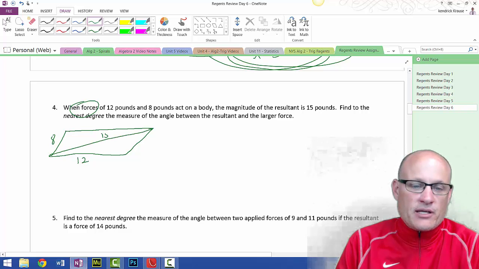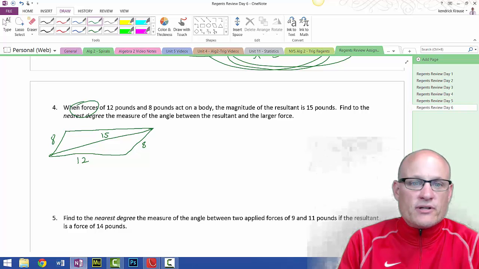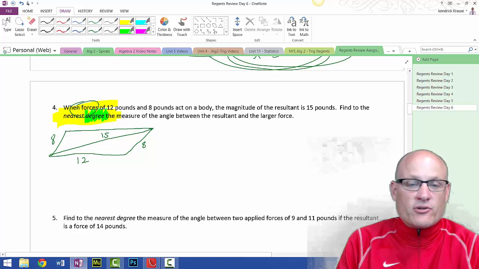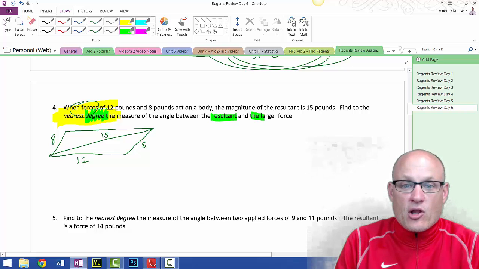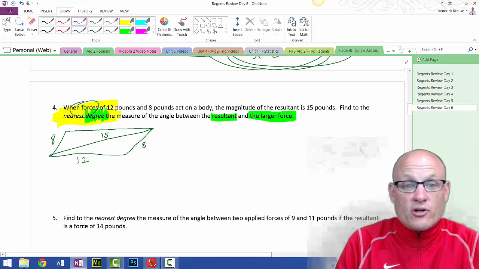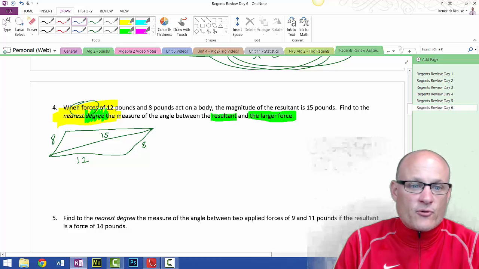15 pounds. Now let me keep going through this. This is 8. And I don't know anything else. Find to the nearest degree the angle between the resultant and the larger force. So I want the angle between the resultant, which is this 15, and the larger force. Here's the larger force. So I want this angle. We're going to call this X.